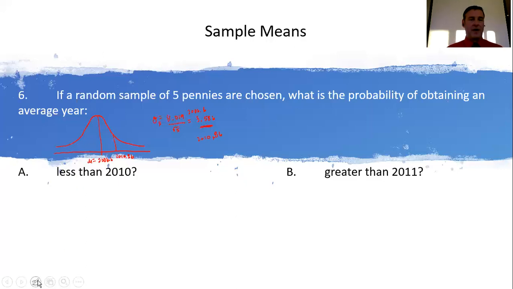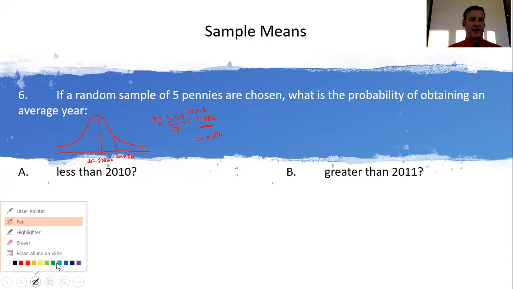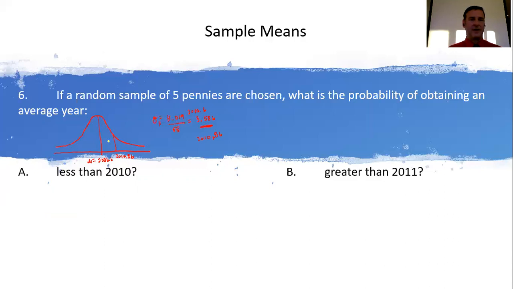Now, what do they ask for? I'll put this in a different color, like yellow. They asked for 2010 or less. So 2010 is pretty close to what I have listed, almost at my standard deviation. 2010 is right here. And they say less, so less means shade to the left.